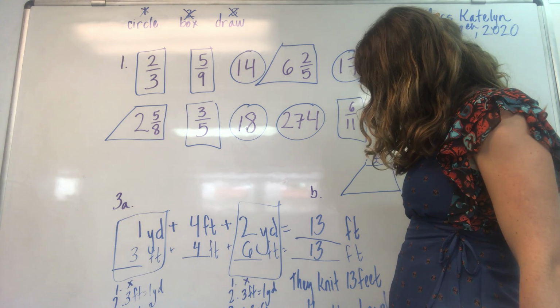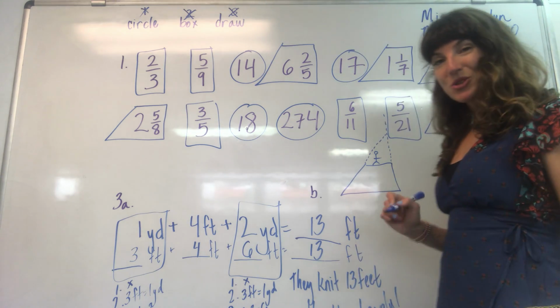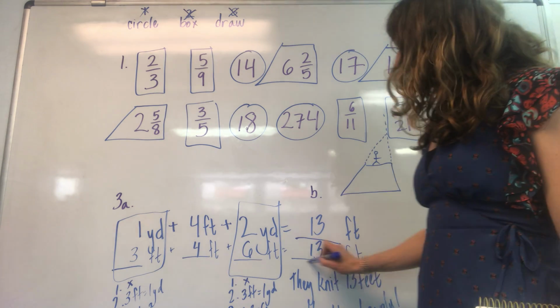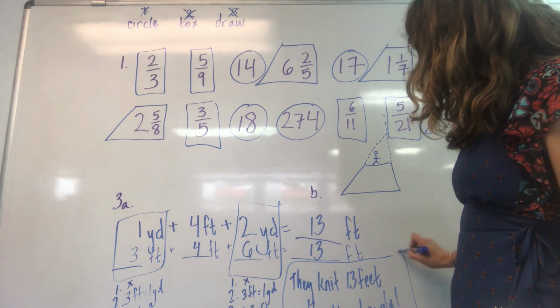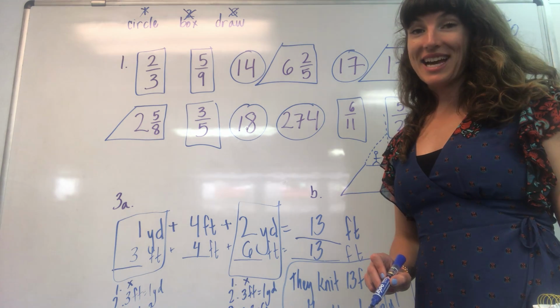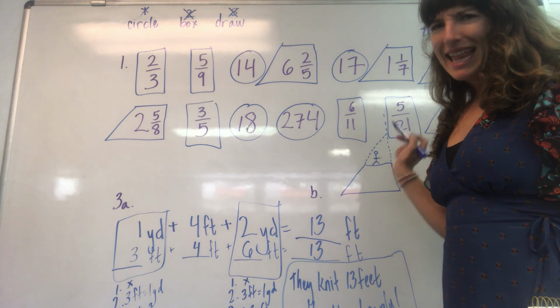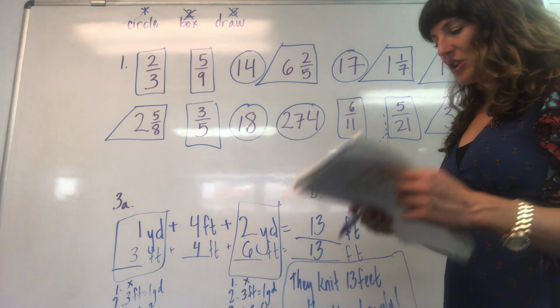Lovely. Exclamatory word. Circle it because you are an elite genius that cares about other people, making their lives easier. Okay, that is 3A. Moving on to 3B.